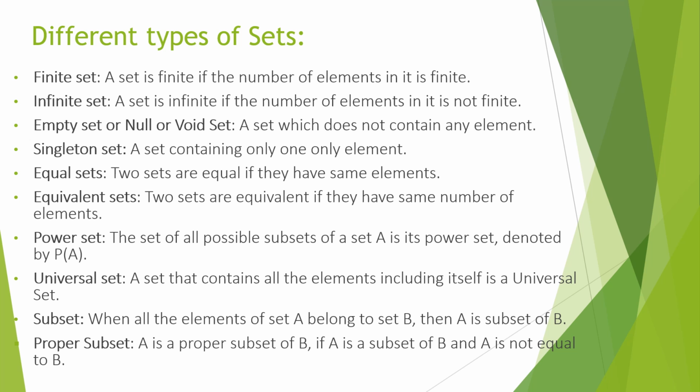Subset: when all the elements of a set A belong to a set B, then A is called the subset of B. If the set A has 1, 2 and set B has 1, 2, 3, I can say A is a subset of B. Proper subset: A is a proper subset of B if A is a subset of B and A is not equal to B. So if I have A equal to 1, 2 and B also equal to 1, 2, I can write A as a subset of B, but A is not a proper subset of B.